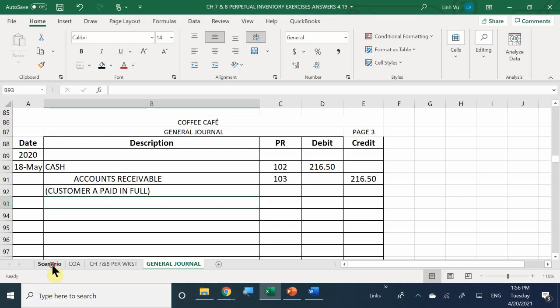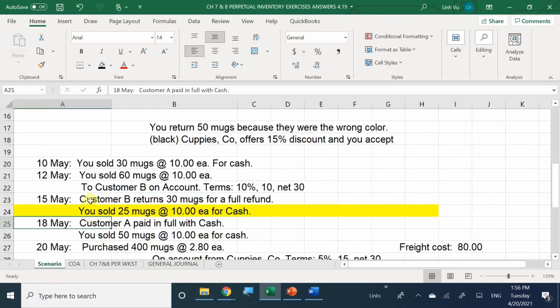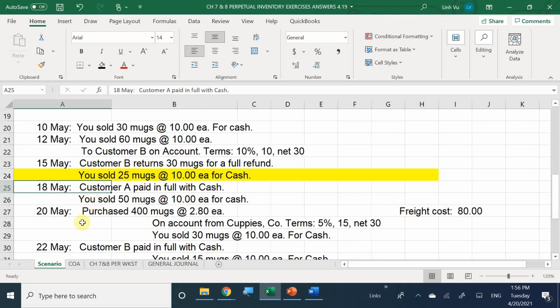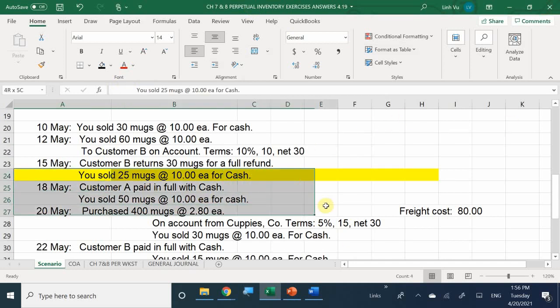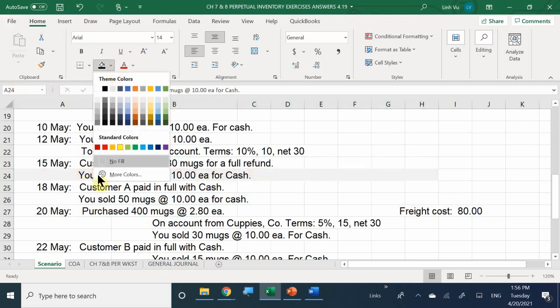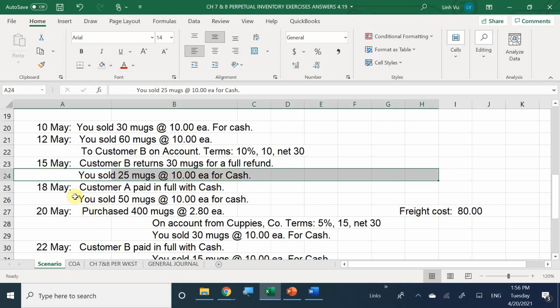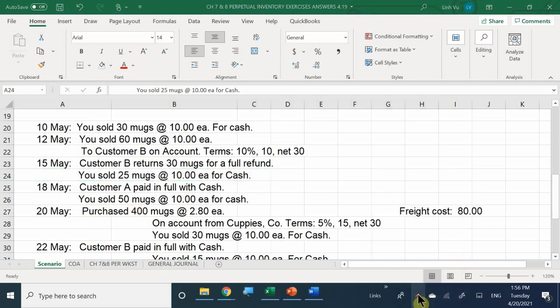So then, what has happened next? You sold 50 mugs at $10 each for cash. Okay, sorry, let me unhighlight this. We're not on the 15th anymore. Okay, so you sold 50 mugs at $10 for cash. So here's just our random in-store sales.